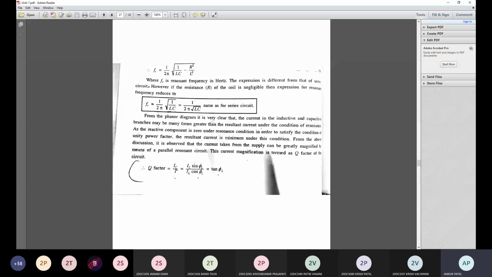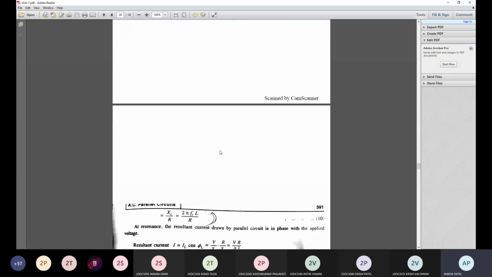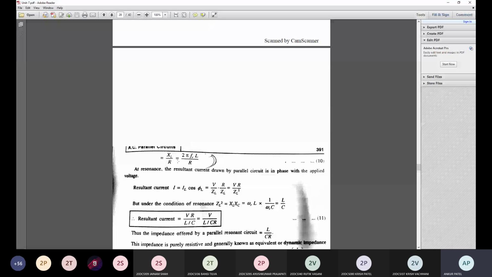The Q factor for parallel resonance is given by current through the capacitor, or current through the inductor, divided by the resultant current, so that is IC by I. IC we know is equal to IL sin phi L and I equal to IL cos phi L, as given in the phasor diagram. So IL cancels, and this is equal to tan phi L. Tan phi L is nothing but XL by R, which is equal to 2 pi FR L by R.